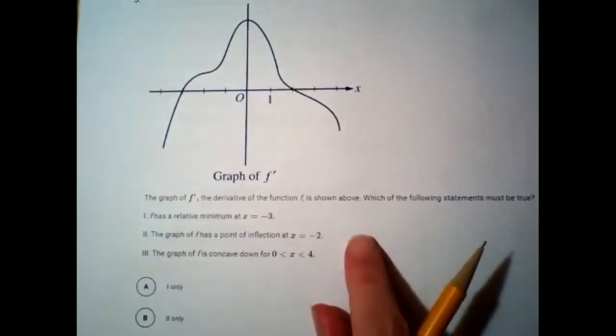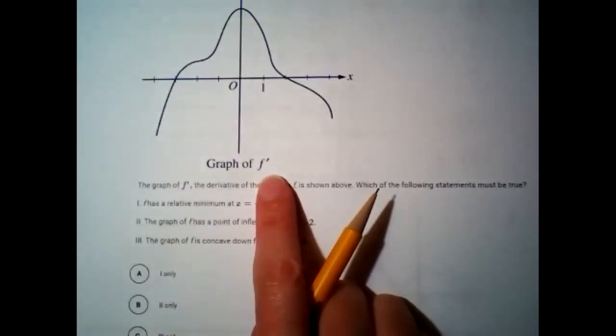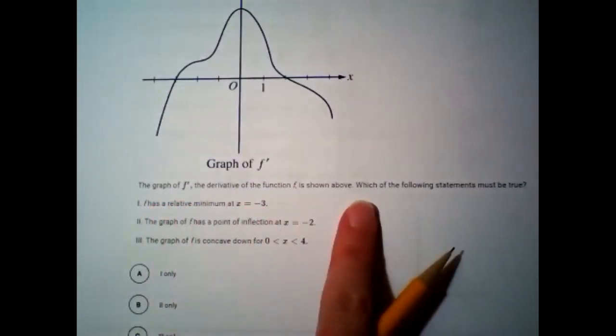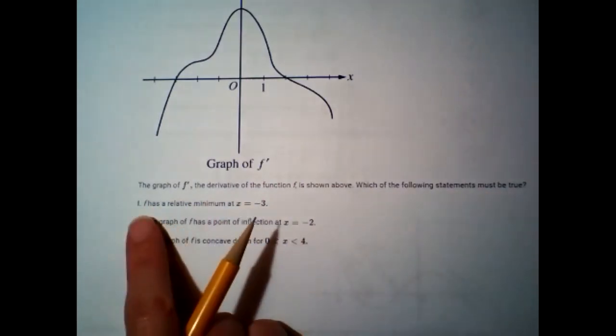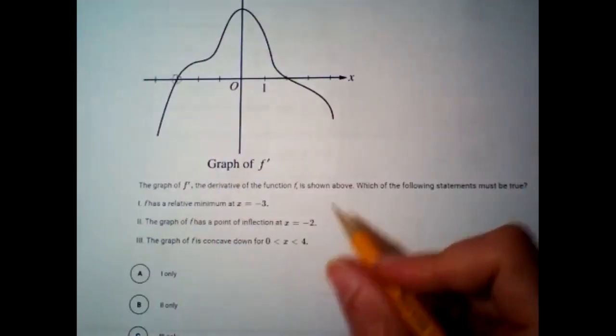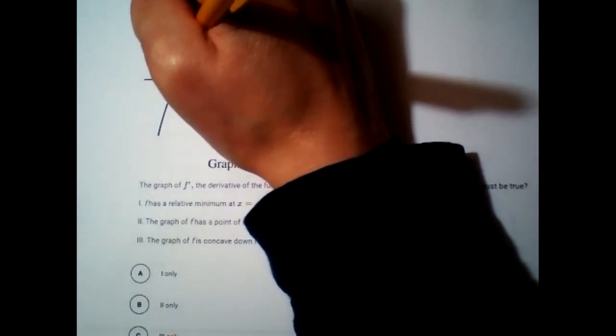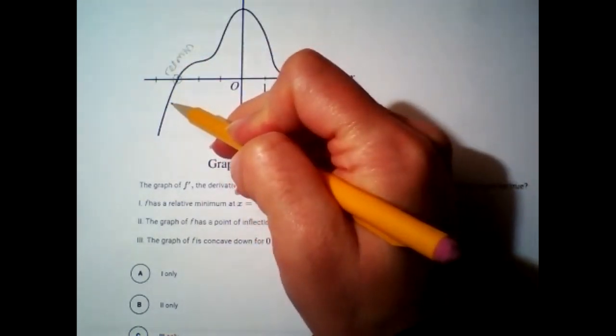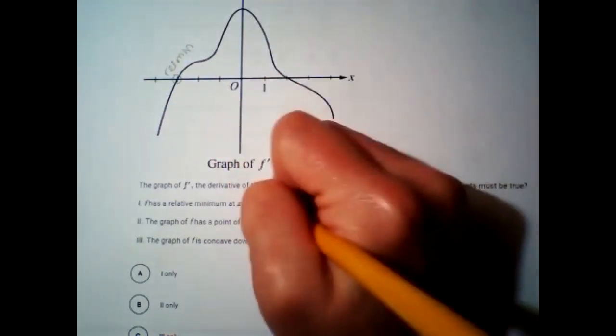All right, so for this one, again, we're given the derivative graph that is shown. Which of the following statements must be true? Well, let's go through them. Relative minimum at -3. Well, same as the question we were just doing, that will be where we have a relative minimum because the derivative changes from negative to positive there. So this one is good.